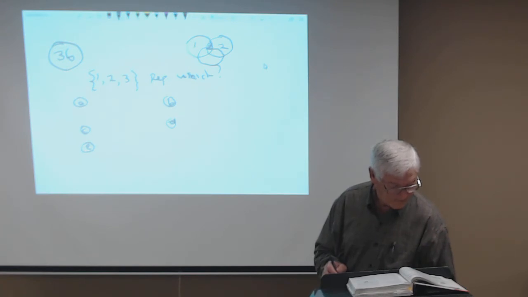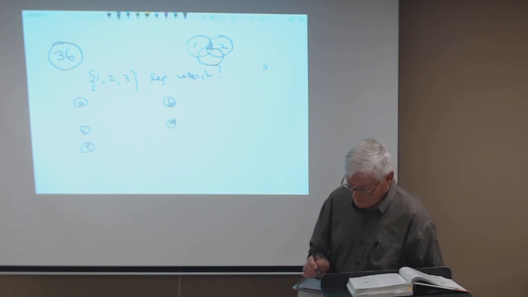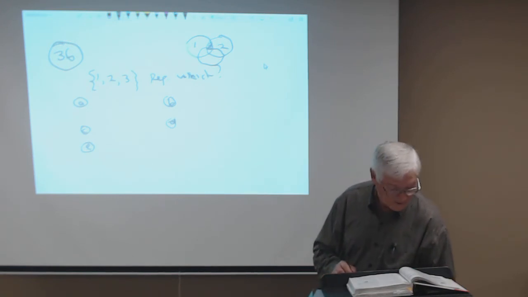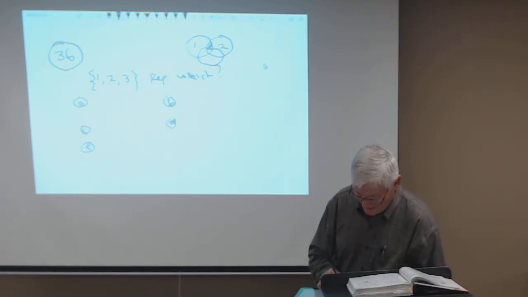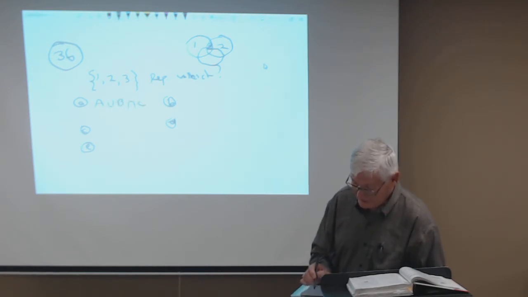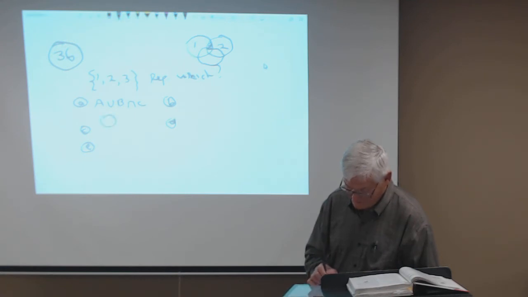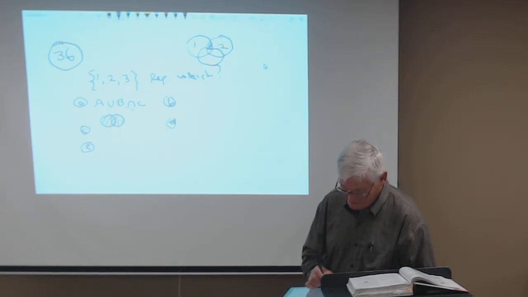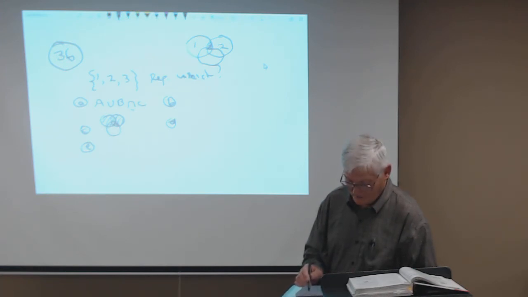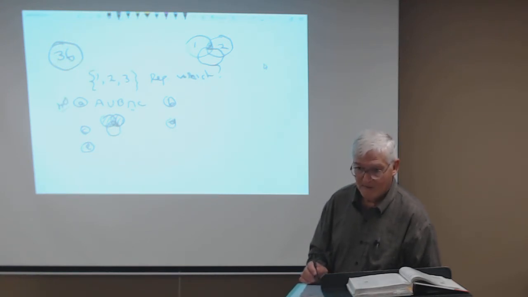Okay. Now, does A union B intersect C represent this region? Now watch, if I put A and B together, that would be all of this. And if I put where it intersects C, that would be this region right here. Is that what I have up here? No. So it's not A. You with me? Let's go to B.